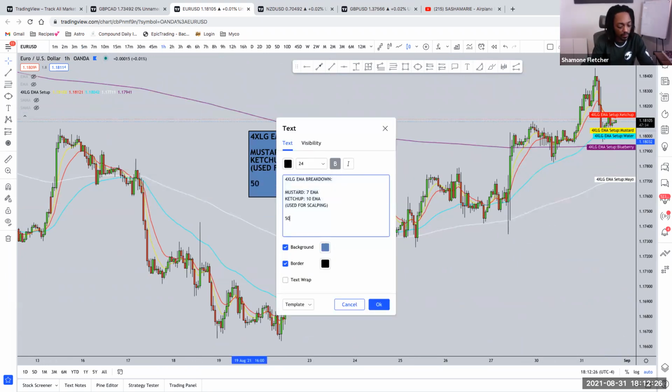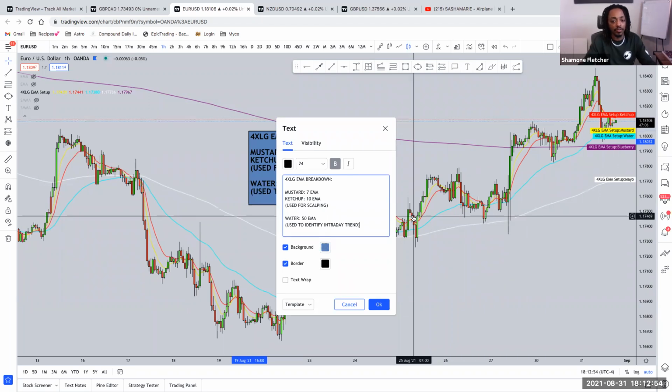Now we've got the 50 exponential moving average, right? On here it is called water. Water is the 50 EMA. We all should be familiar with the 50 EMA. It's used to identify the intraday trend.